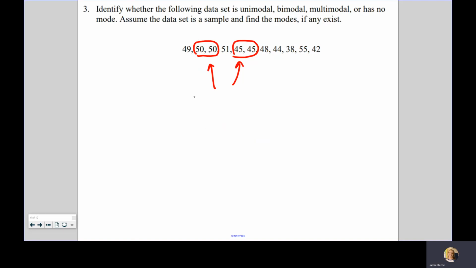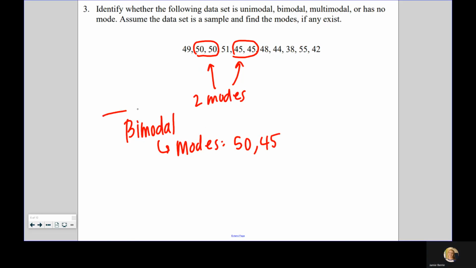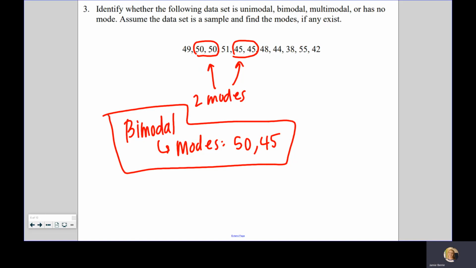That means we have two modes. So that means this is a bimodal data set, has two modes. Two numbers that occur more than the other values, and they occur the exact same number of times. They both occur twice. And then our modes are 50 and 45. So this is a bimodal data set. It's got two modes, and those two modes are 45 and 50. It's a little arrow right there.